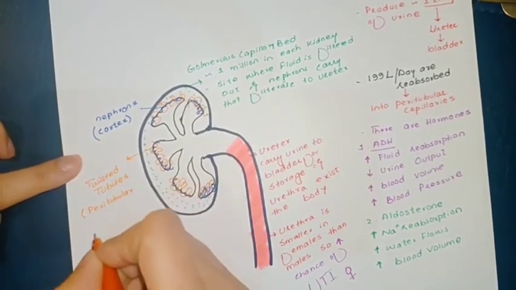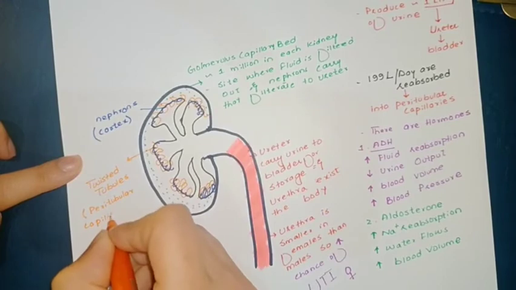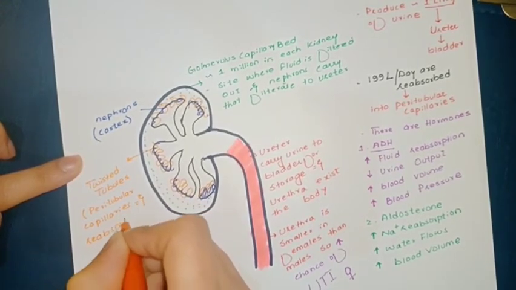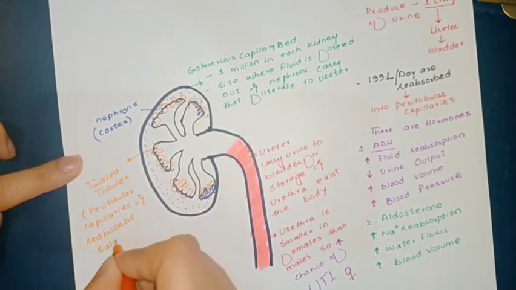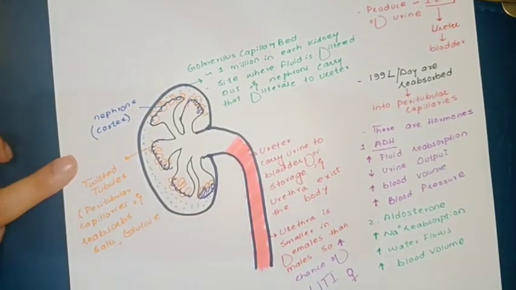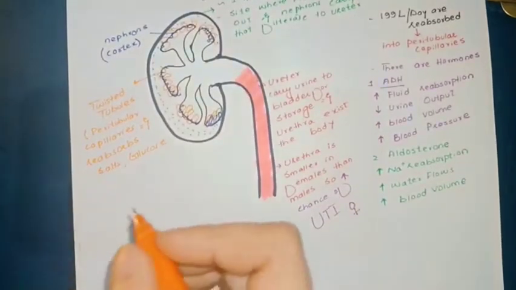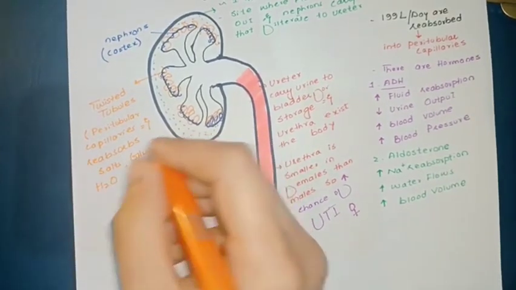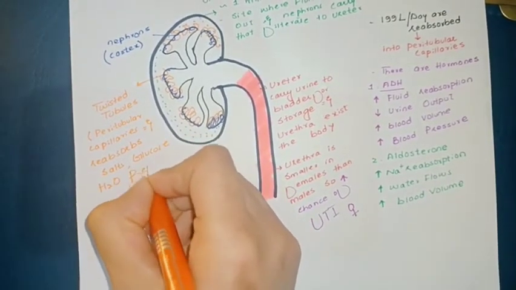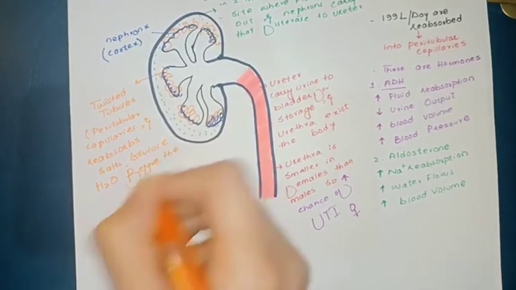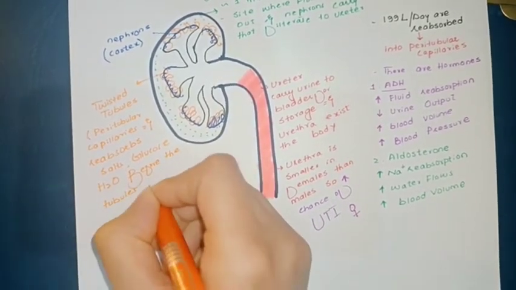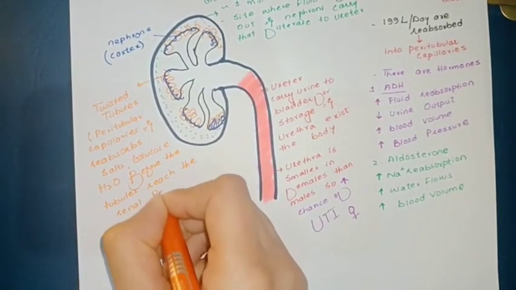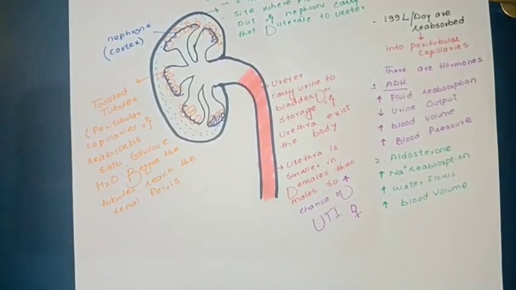Peritubular capillaries and reabsorb. What does it reabsorb? It reabsorbs the salts, glucose, water before the tubules reach the renal pelvic. So where does the renal pelvic exist?